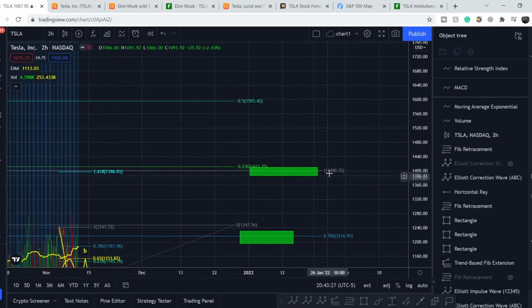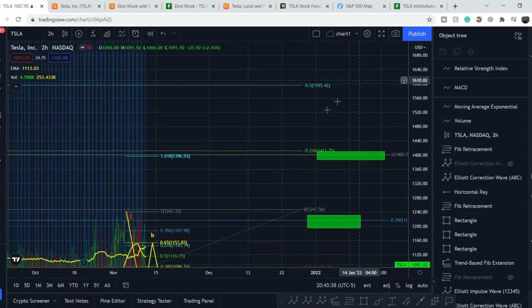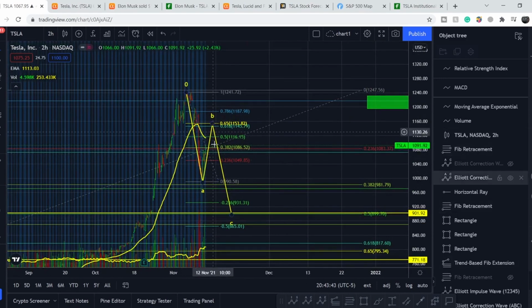At the price points of about $1,400, and even with the extension in the fifth wave of $1,931. So for now it is too early to make this assumption, and that's why we have to keep an eye on this price action.